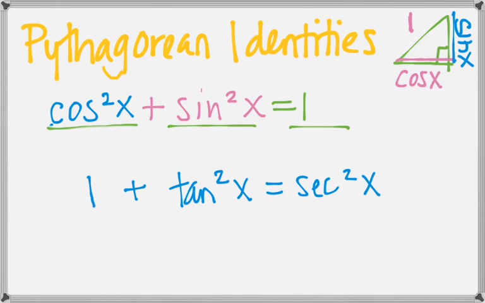Divide everything by sine squared of x. So go through, write that down if you want or need, and then see what you get when you simplify.